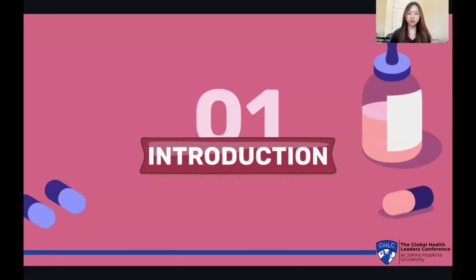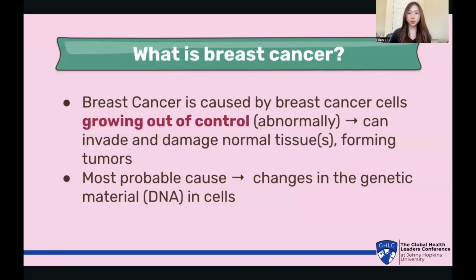So, an introduction. What is breast cancer? Breast cancer is caused when breast cancer cells grow out of control or abnormally, which can lead to the damaging of normal tissues and ultimately the formation of tumors. The most probable cause of breast cancer is due to changes in the DNA or the genetic material in cells, often caused by mutations.